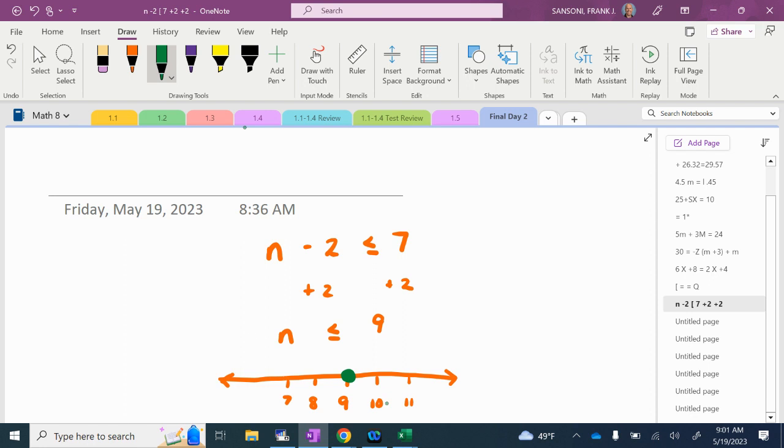Which way am I shading? Left, because the numbers that are left of that circle are the numbers that are less than 9. So it looks like this.